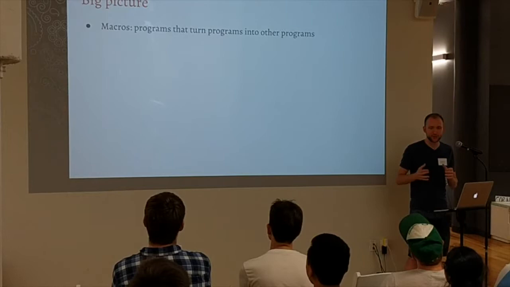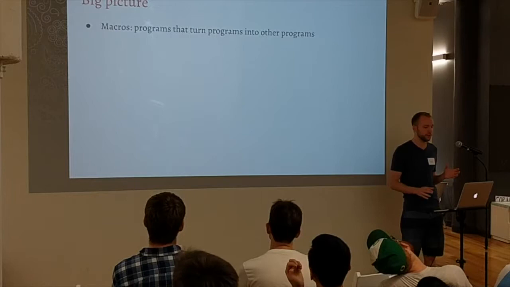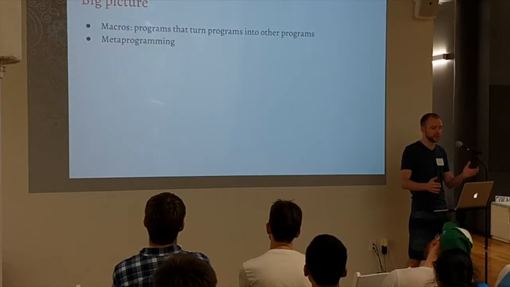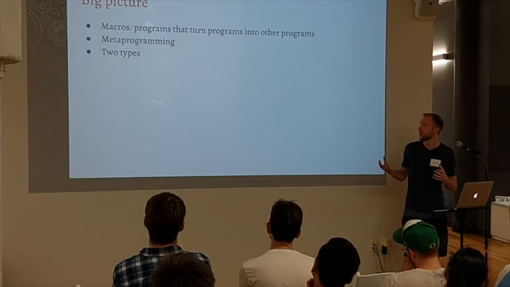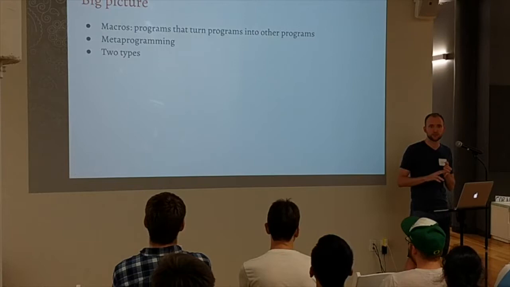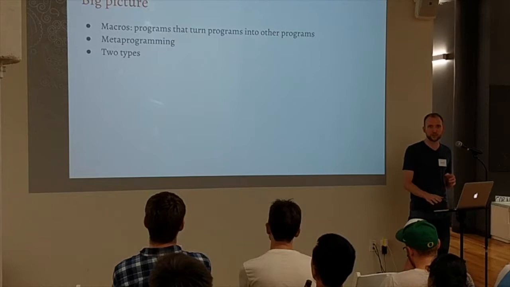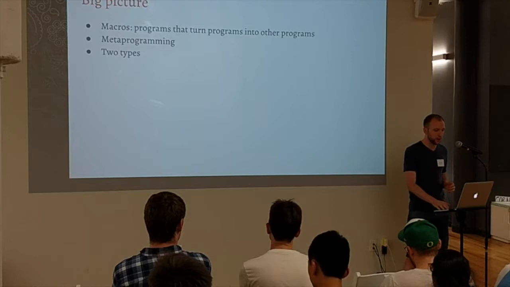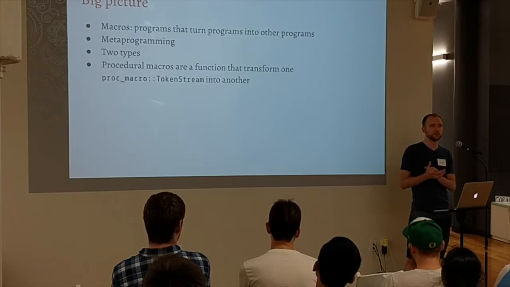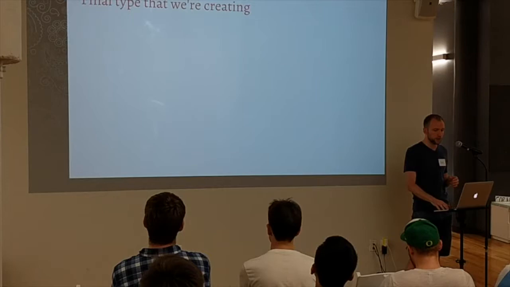So macros are programs that turn programs into other programs. That's what metaprogramming is. It's programming related to programs, right? And like we said, in Rust, there are two types of macros, procedural and declarative macros. If you've ever looked at declarative macros, there's a lot of dollar sign expression and matching. It's like a complicated match statement. On the other hand, procedural macros take one token stream and turn it into another token stream. We'll go back to exactly what that means in a little bit.